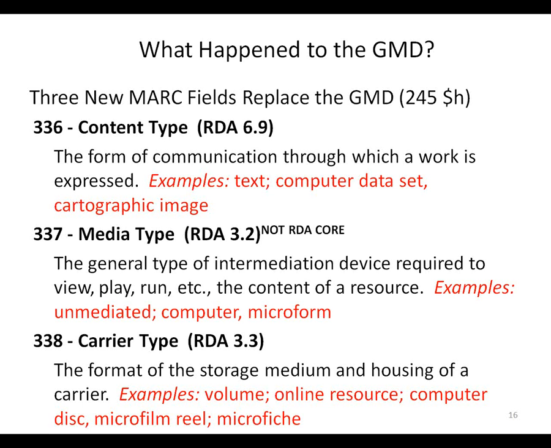Okay, so the next element in your title statement would typically be a GMD if it is a non-print. As you well know, if you've been following this at all, the GMD will not be a part of RDA. It will not be an RDA element, and instead it is replaced with three separate elements: the content type, which is the form of communication, how a work is expressed; the media type, which is generally the type of device that's necessary to use the resource; and the carrier type, which is the physical medium, the storage medium that's used. I provided examples here.